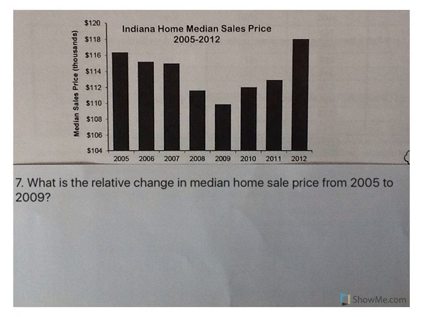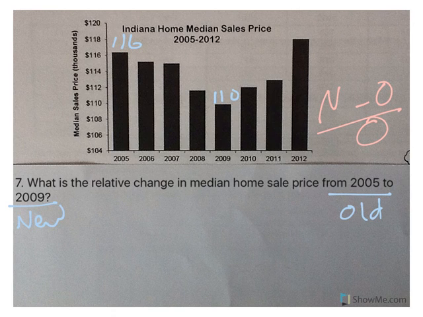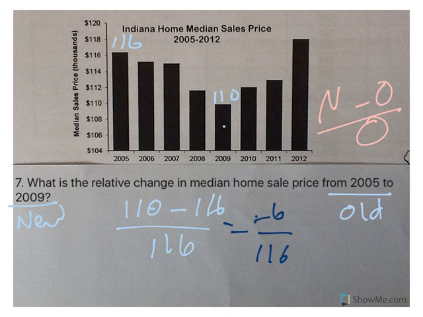Number 7, relative change from '05 to '09. Well, we know it goes down, so we would expect our value to be negative. Again, we're finding percent or relative change, so we're looking for new minus old divided by old. We're using 116 here and 110 here. From tells me old, to 2009 is new. So new, 2009, that's 110, minus the old, which is 116, divided by 116. When I subtract in the top, I get negative 6 over 116.